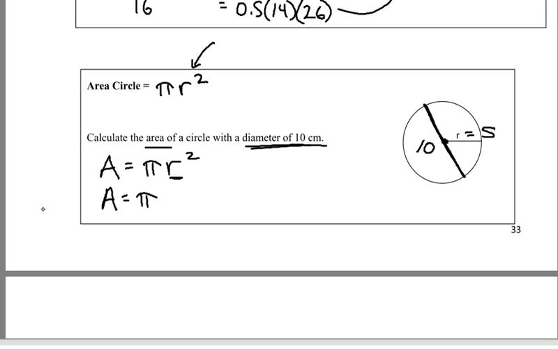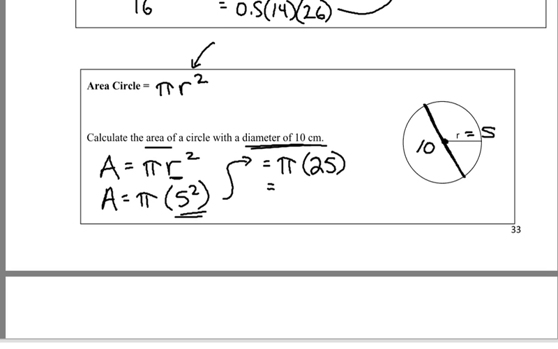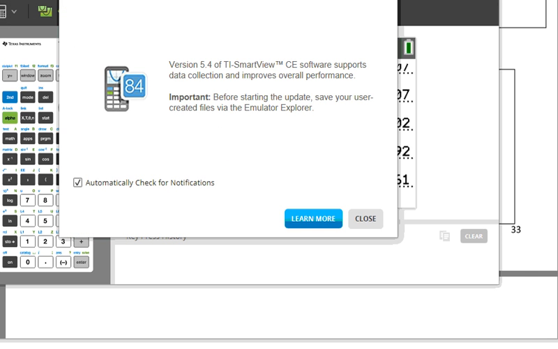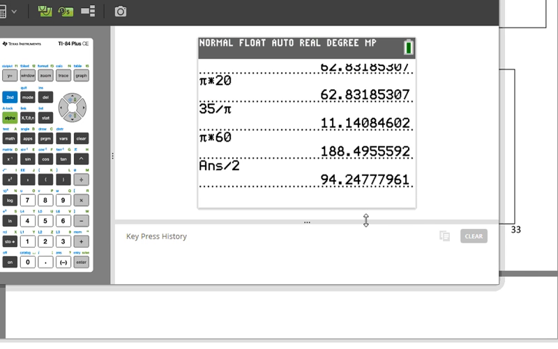Pi times 5 squared. If I do this calculation, it'll be pi times 25, because exponent first, 5 squared is 5 times 5, and then I have to multiply by pi. Using the pi button on our calculator, remember we talked about that the other day? Oh, my calculator's not up and going. Just got to wait a sec here. Here we go. Close that.